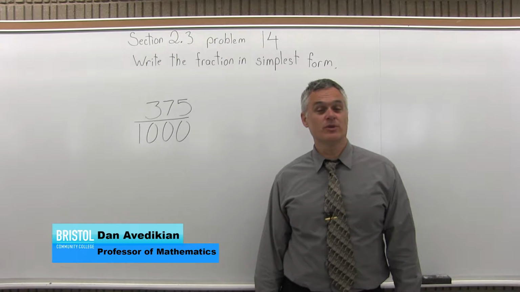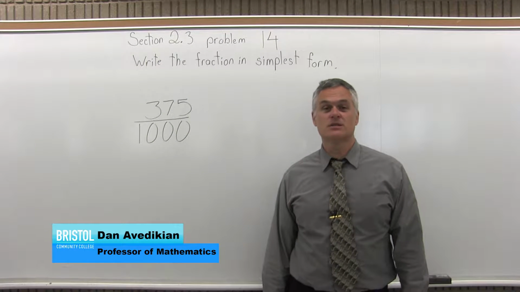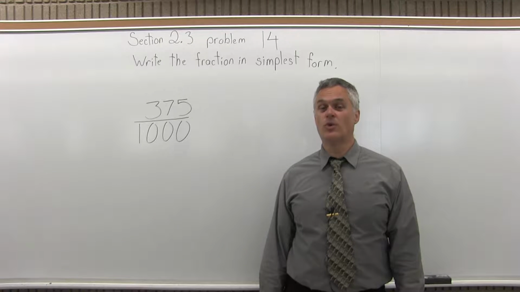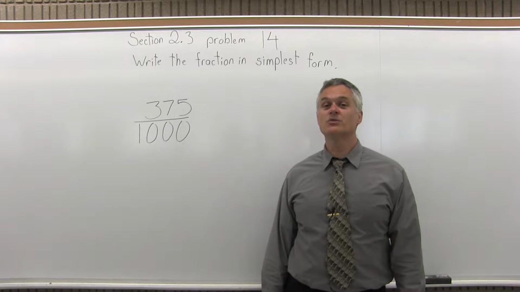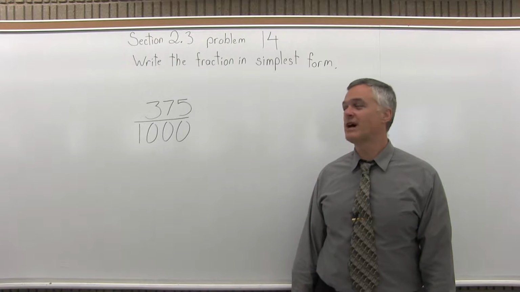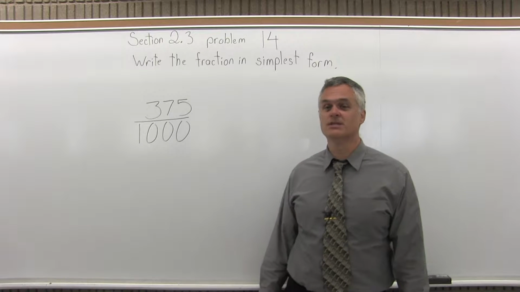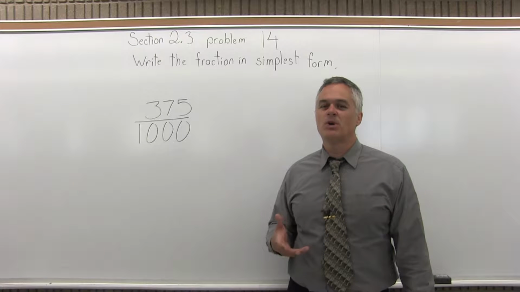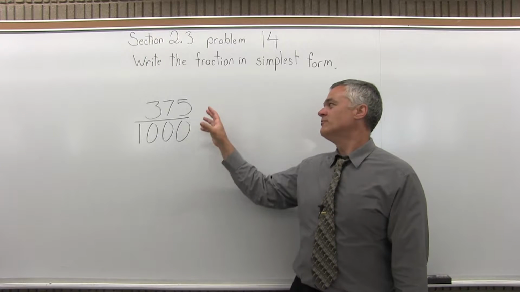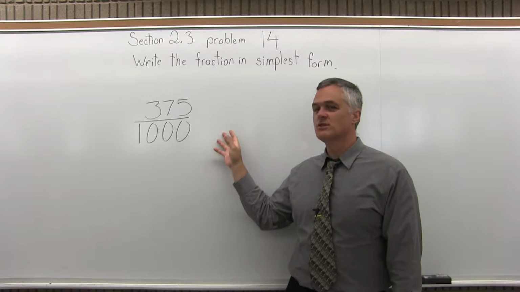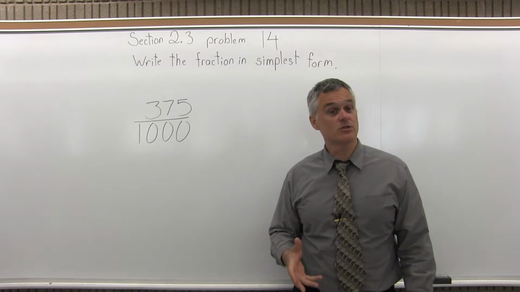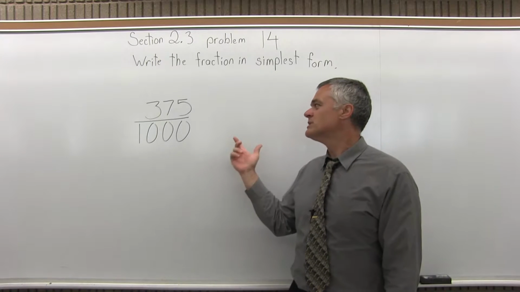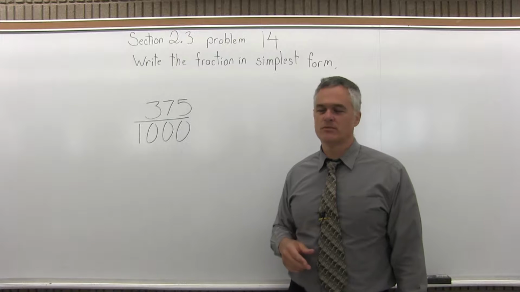This is Section 2.3, Problem 14. It says write the fraction in simplest form. And we have 375 over 1,000. Now those are fairly big numbers, and to make the reduction in one step is possible, but not worth the effort of doing the prime factorization of each number, canceling matching primes. It could certainly be done, but I can do it in a few steps quicker.